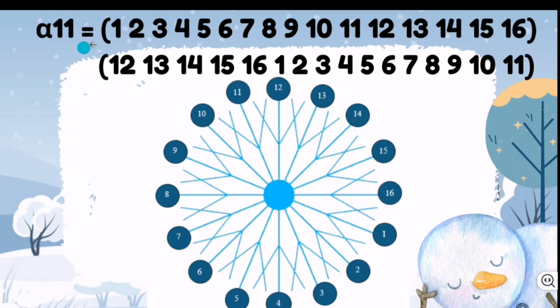Alpha sub 11 is equal to 1 to 12, 2 to 13, 3 to 14, 4 to 15, 5 to 16, 6 to 1, 7 to 2, 8 to 3, 9 to 4, 10 to 5, 11 to 6, 12 to 7, 13 to 8, 14 to 9, 15 to 10, and 16 to 11.